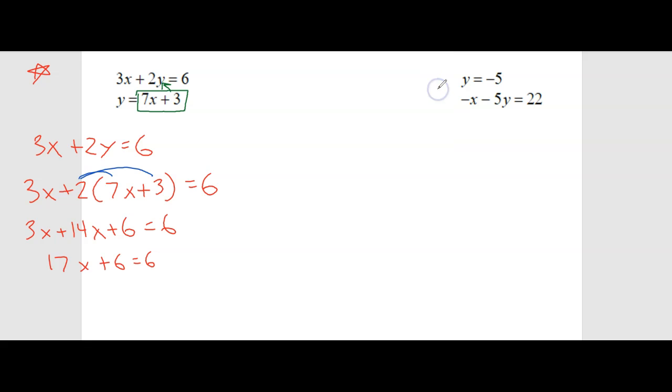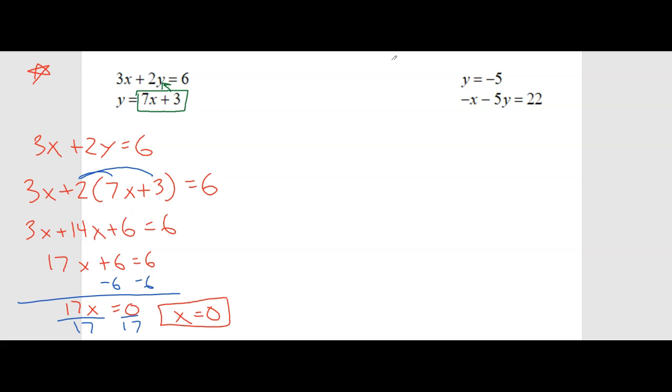Whoops. Subtract 6 from both sides. I get 17x is equal to 0. And if I divide by 17, I actually get x is equal to 0, which is fine. That is a number that x can equal.